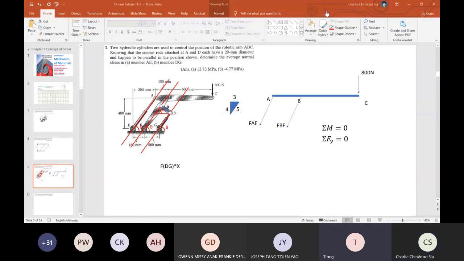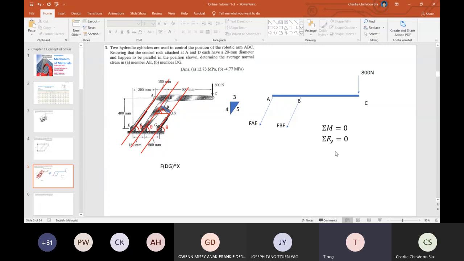Just to add on, for your question just now, Hamid, about why we take ABC and why we take this part here. I think the first thing we look at is that if the question says we want the stress at member AE, it has to be a member. You have to take a member that has A in it.